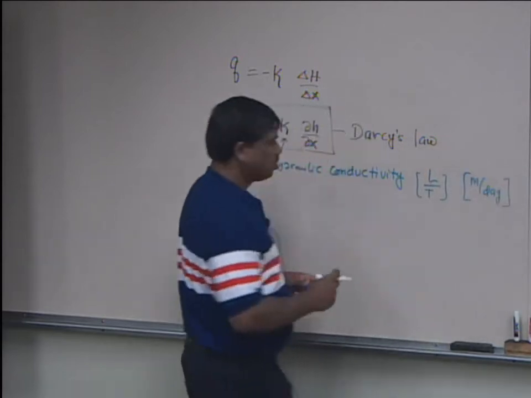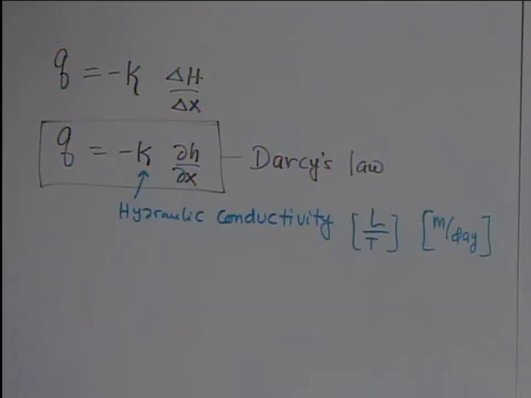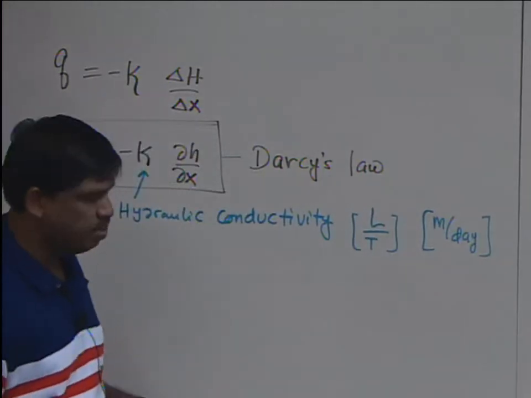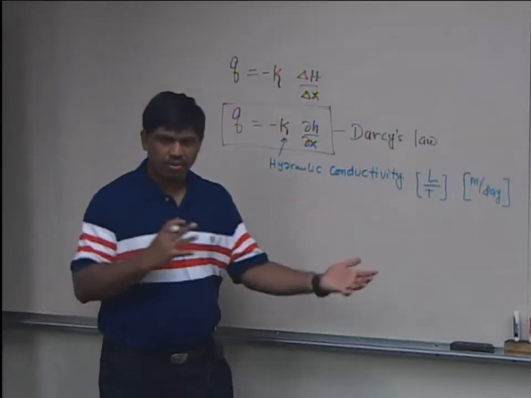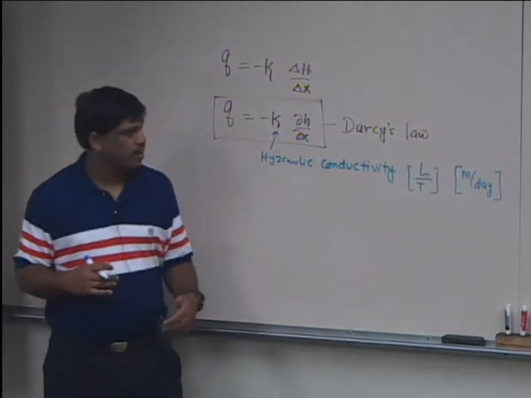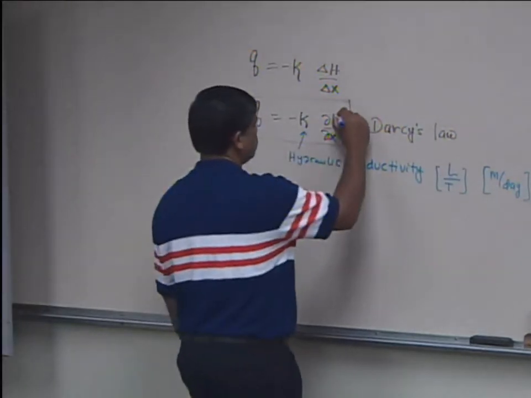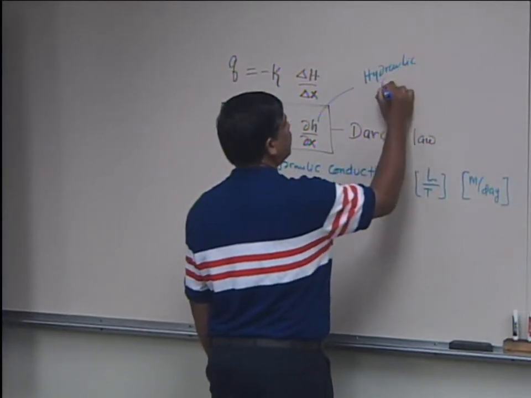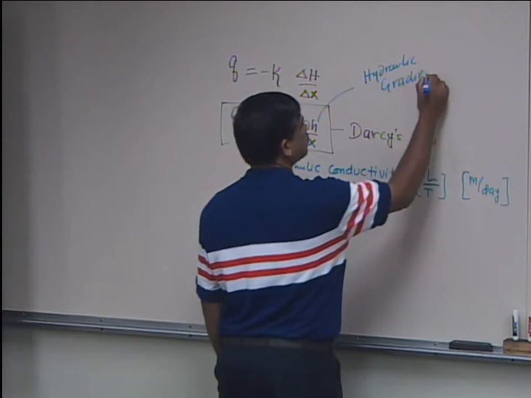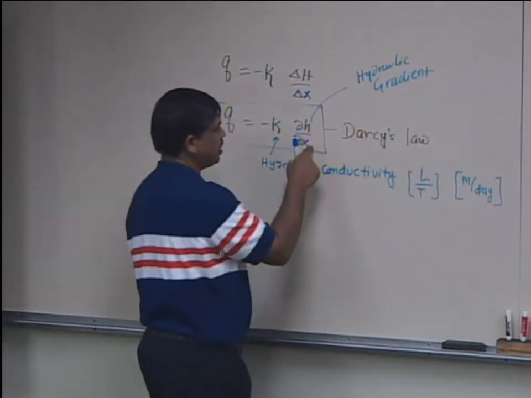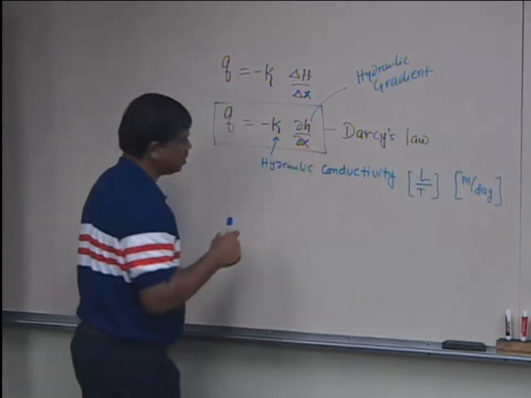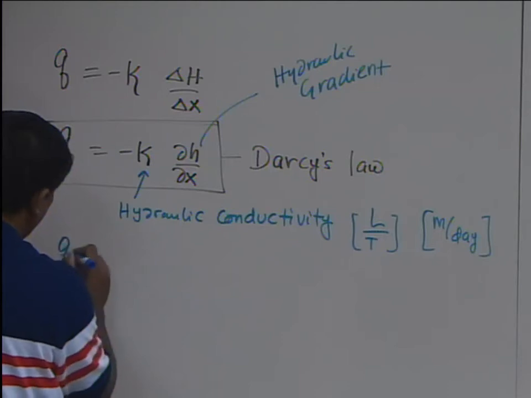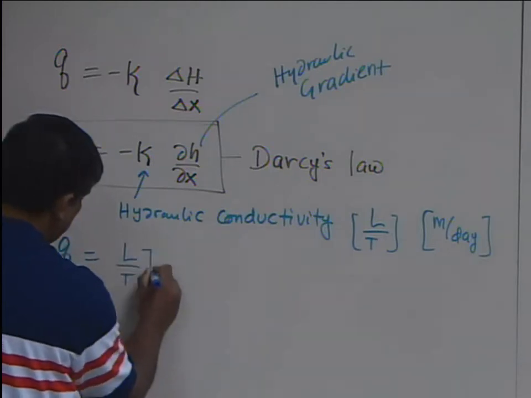And we looked at a few numbers, like beach sand is about 1 to 10 meter per day, clay is low, coarse sand is higher, and so on and so forth. This is known as the hydraulic gradient. This is delta H by delta X, length over length, so it's dimensionless. So purely from a dimensional point of view, Q happens to be length per time.